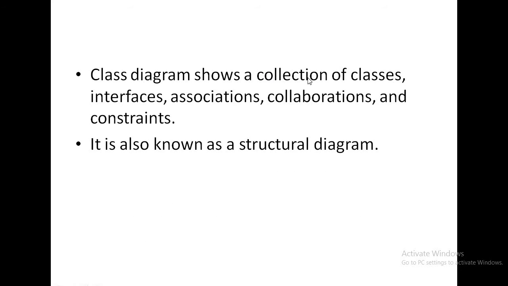Class diagram shows a collection of different types of classes present in your program, different types of interfaces, and different types of relationships. Relationships in the sense of associations, collaborations, and constraints. It is also known as a structural diagram. Class diagram is also called a structural diagram.